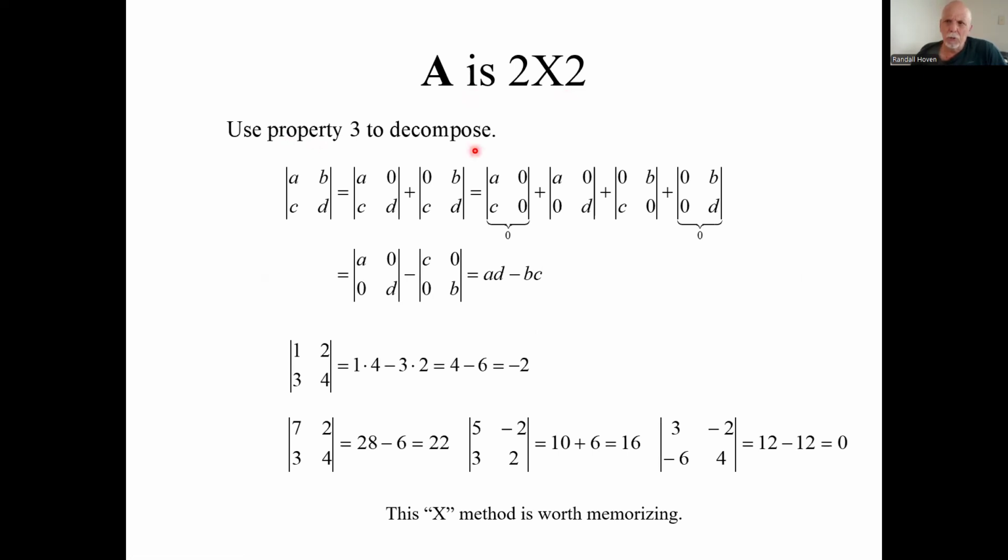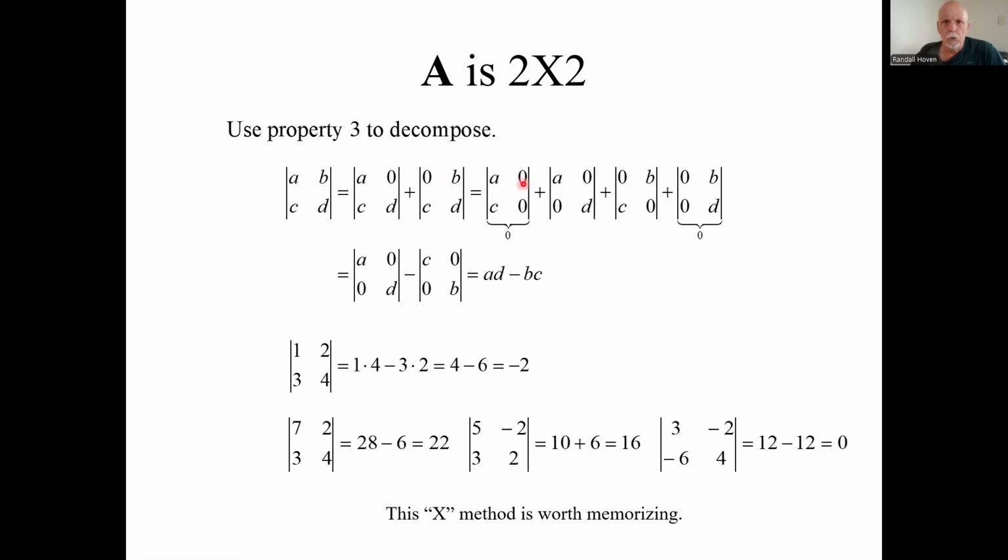We'll use property 3 to decompose it. We'll first look at this first row. Think of this as a vector A0. This is another vector 0B. You add them up, you have AB here. That means this determinant is the sum of these two determinants. Now I can break up each of these by doing the same thing with the second row, and I'll end up with these 4 determinants.